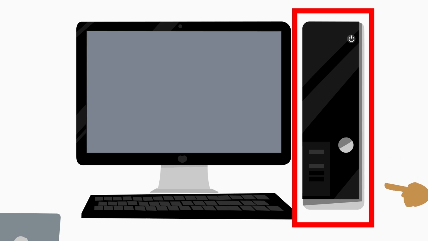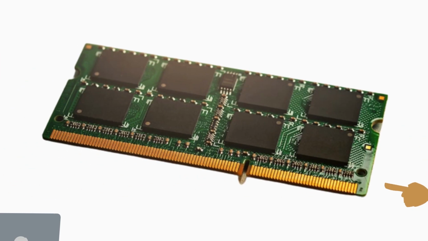The first part of a computer is the CPU, or central processing unit. This is like the brain of the computer, which does all the thinking and processing. Next, we have the memory, or RAM. This is like the computer's short-term memory. It stores all the information the CPU needs to work on tasks.